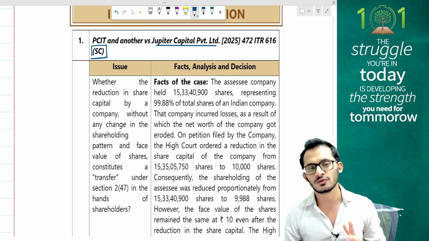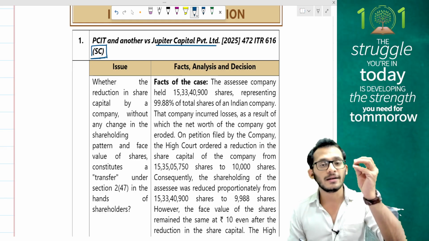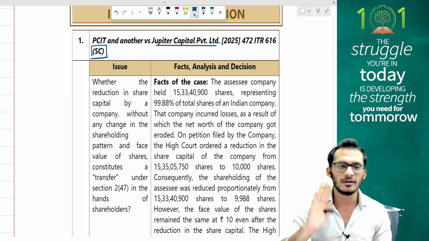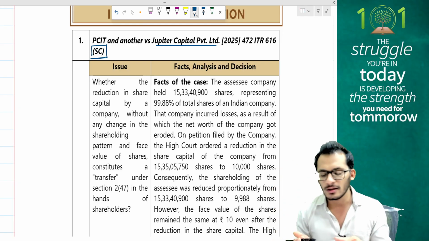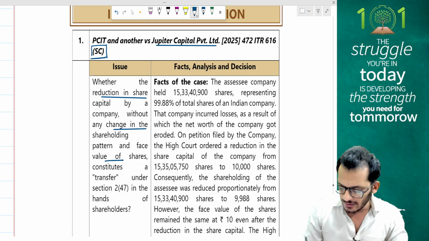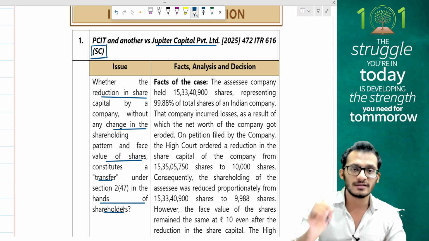So what I always tell students is, for these 5 case laws alone, if you can remember the names, then it will be really good. Remember Jupiter Capital and remember that it is a Supreme Court judgment. That is all that is required. What is the case law talking about? The issue was whether the reduction of share capital by a company, without any change in the shareholding pattern and the face value of the shares, would constitute a transfer under section 2(47) in the hands of shareholders. In the hands of shareholders, this is the question that came up.